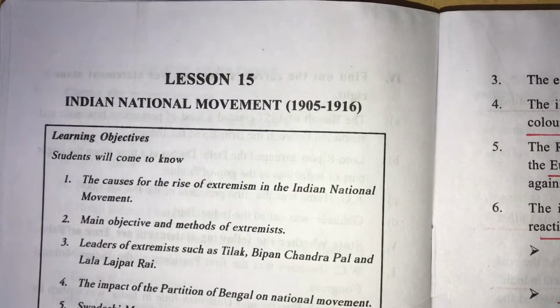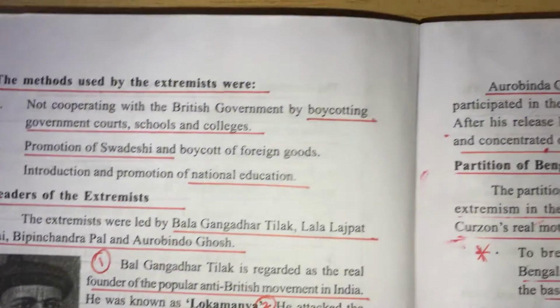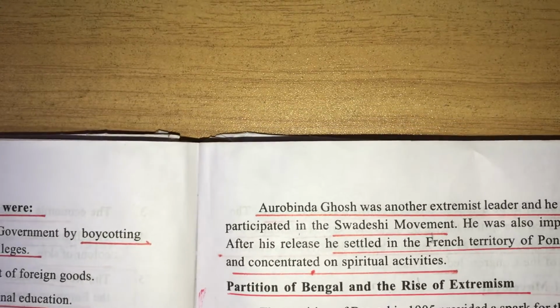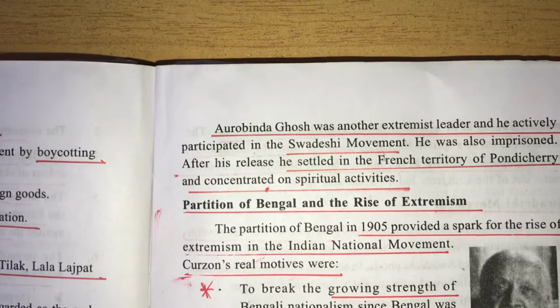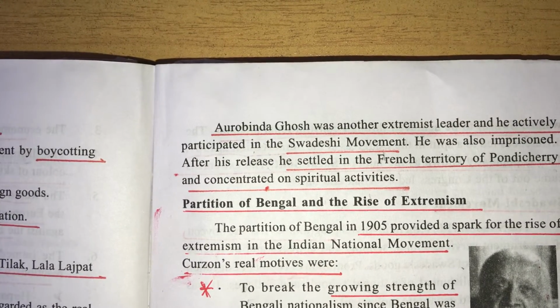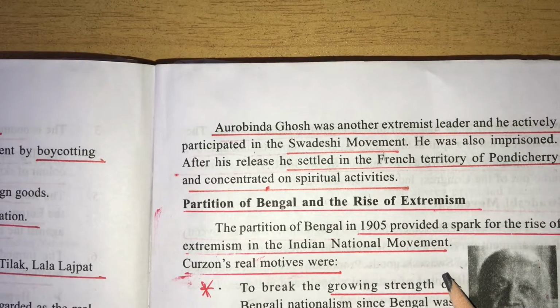Indian history, Indian national movement: partition of Bengal and the rise of extremism. The partition of Bengal in the year 1905 provided the spark for the rise of extremism in the Indian national movement.